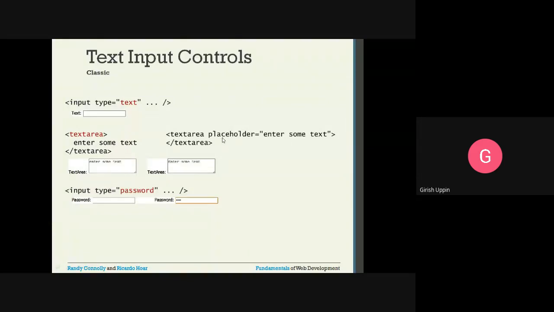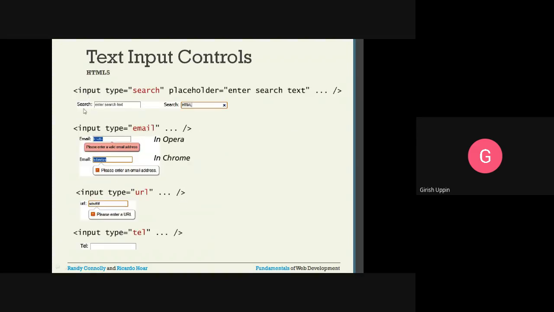There is an attribute called placeholder. Textarea attribute placeholder is equal to whatever you want to show initially when the textarea is empty. That is the default text. What you want to show here is given by the attribute placeholder. Then type a password. When you enter, you will not see any character. So you will see lines, dots like this.